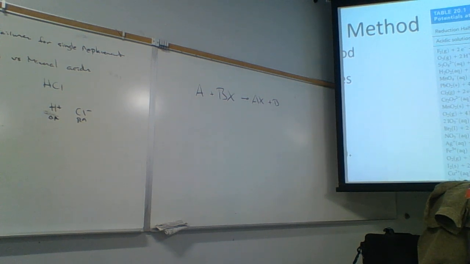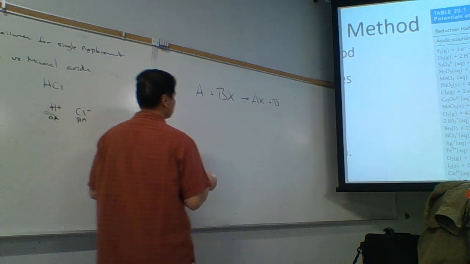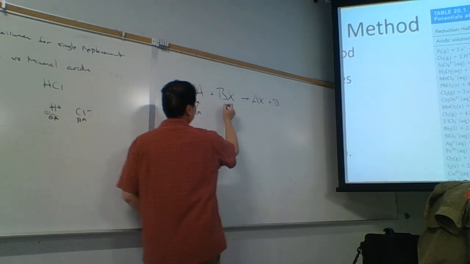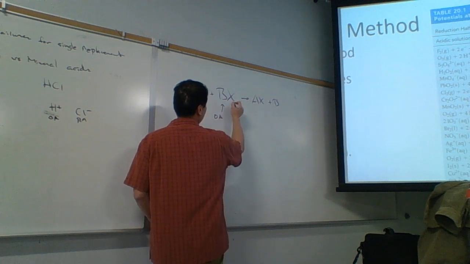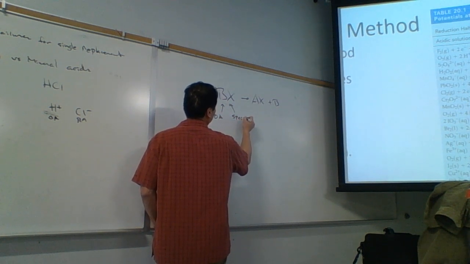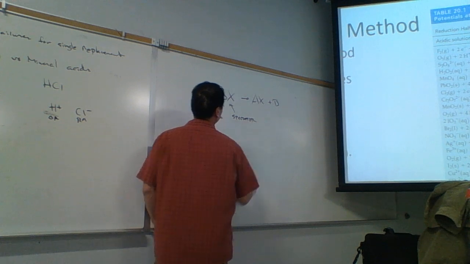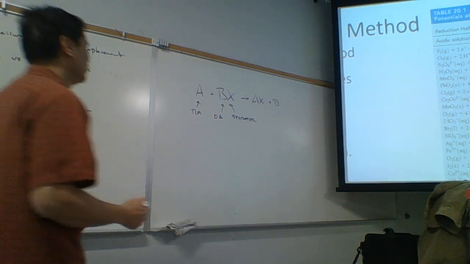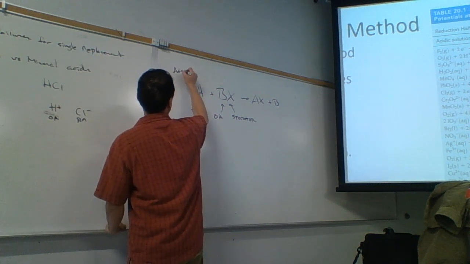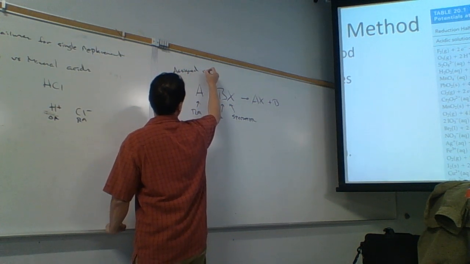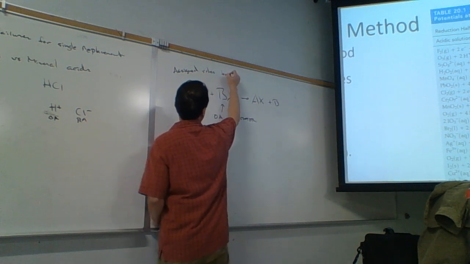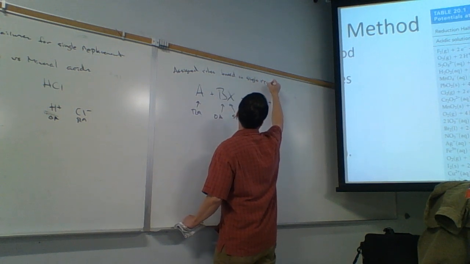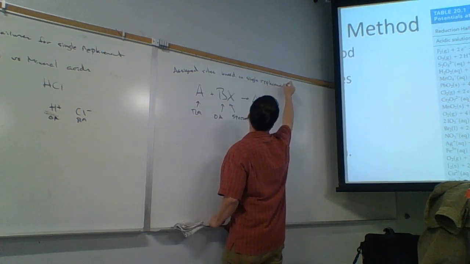Now when we break down this reaction, it's going to look like this. A is the reducing agent. B is the oxidizing agent. X is a spectator. Okay, these are the assigned roles. We call them the assigned roles based on the single replacement pattern.